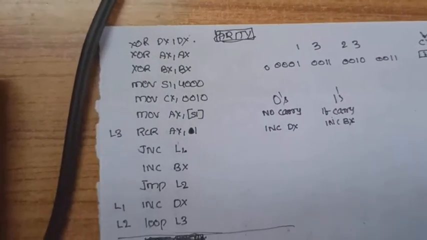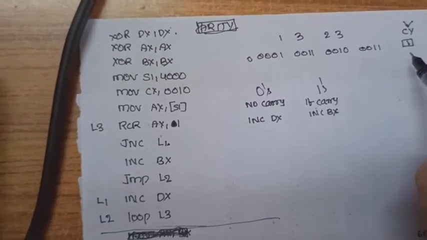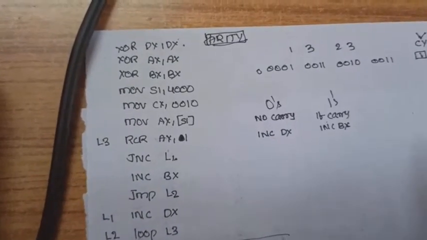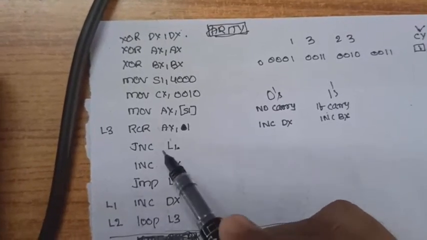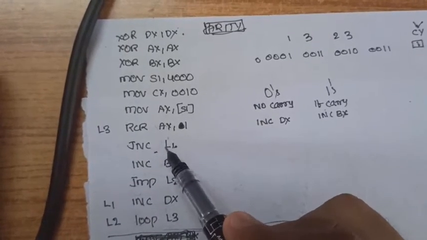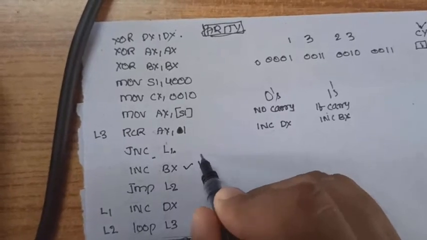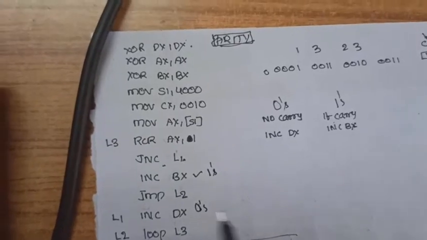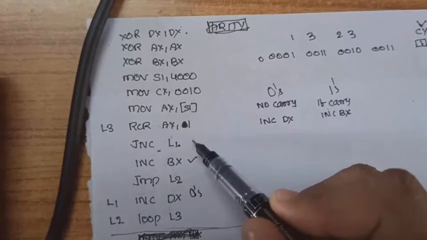One more time, please check. After rotating this data by one position, I am checking for carry. If no carry is there, DX will be incremented, meaning the bit is 0. If any carry is there, BX will be incremented, meaning 1 is available at that point. So here BX gives us the number of ones, DX gives us the number of zeros. With this, after one iteration, one of the registers gets incremented.